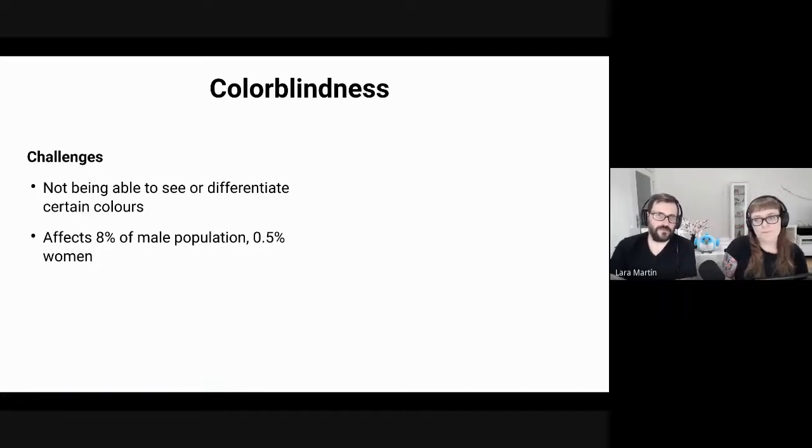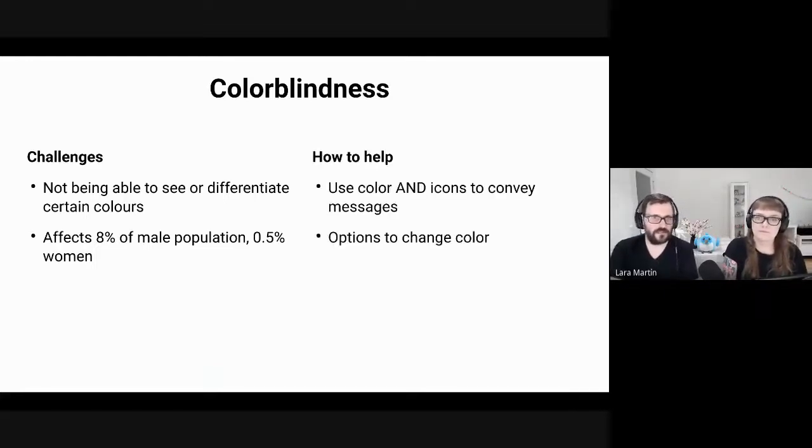Colorblindness is a type of vision disability where there's a decrease in the ability to see color or differentiate color. It affects 8% of the male population and 0.5% of women. It doesn't mean that you are only able to see black and white, but also means that you may not be able to differentiate between certain colors. So how to help? Don't just use color, but instead add icons to explain messages, so don't rely only on color. For example, if you have an error message, don't only highlight in red the field that is wrong, but also add an icon and an explanation. And also, you can add options to change them.